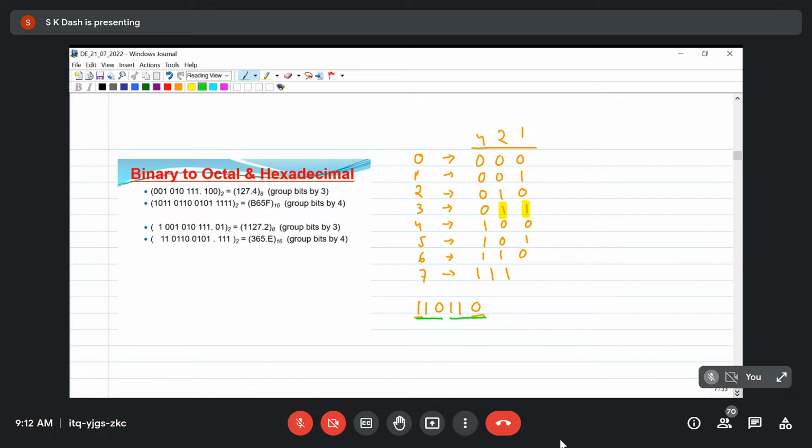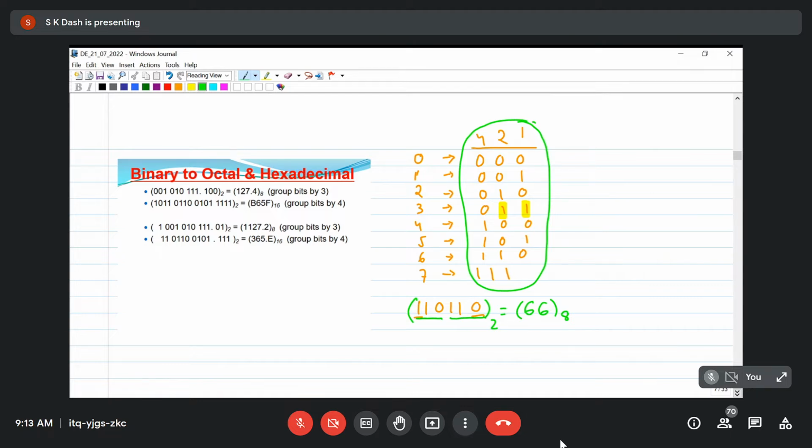We already wrote the table from 0 to 7. From this we need to find the corresponding digit for 110. So see this table and tell what is 110. 6. Again 110, so this will be 6. So this binary number will be equal to 66 in octal.